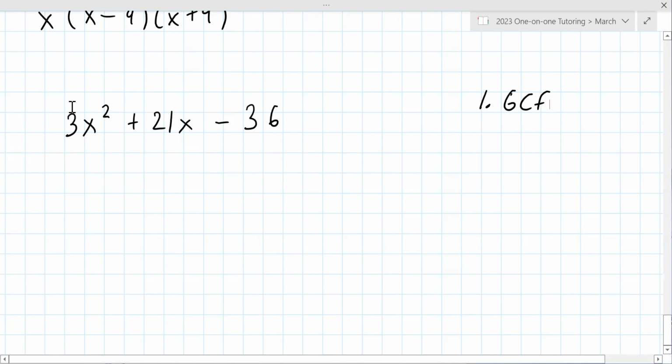It would be 3. So what goes in parentheses here? x squared plus 7x minus 12. Very good. Now this is an a equals 1 type problem.